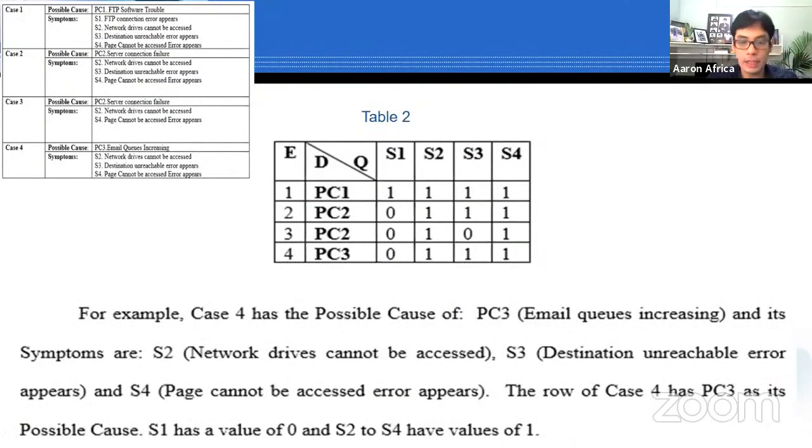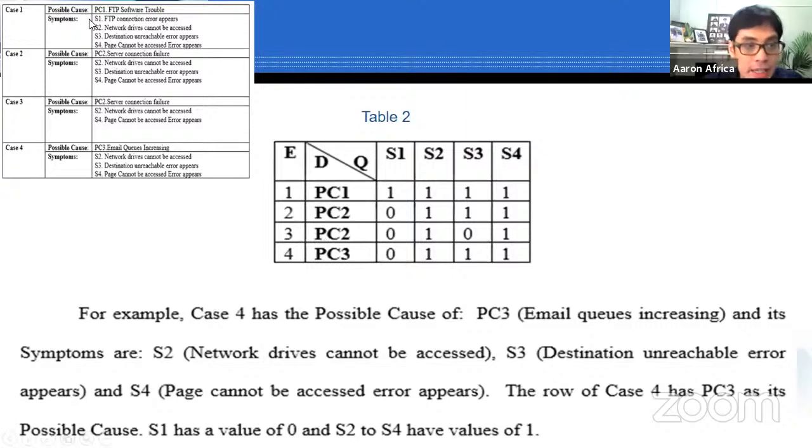Now, in this one, okay, what we do is we write it in an information system. Okay? E is the number, it's just a sequence 1 to 4 in this oversimplified example. Now, D is the possible cause, Q is the symptoms. In case 1, for example, PC1, S1, S2, S3, and S4, okay, has to be 1, meaning 1 if it exists, 0 if it does not exist. Okay, 1 if it's there, 0 if not.